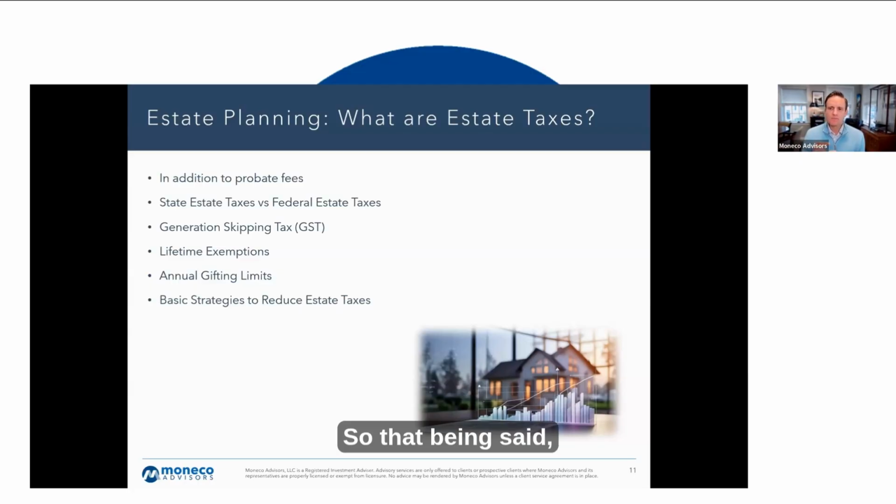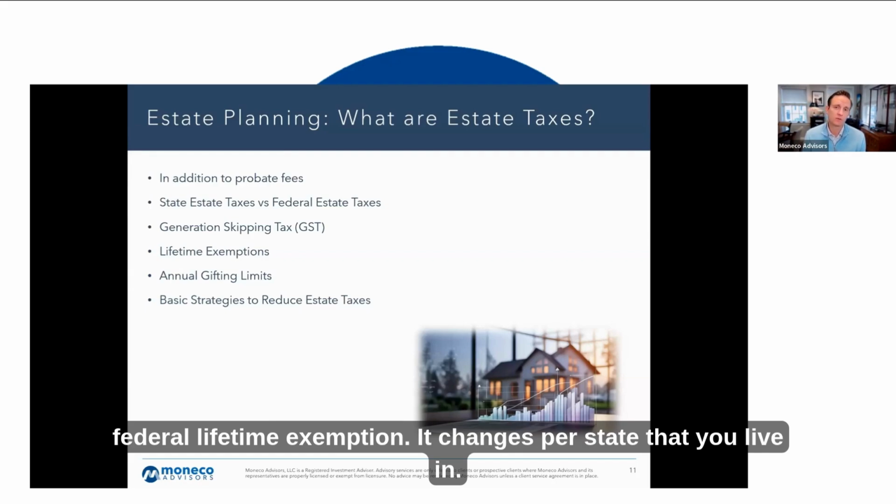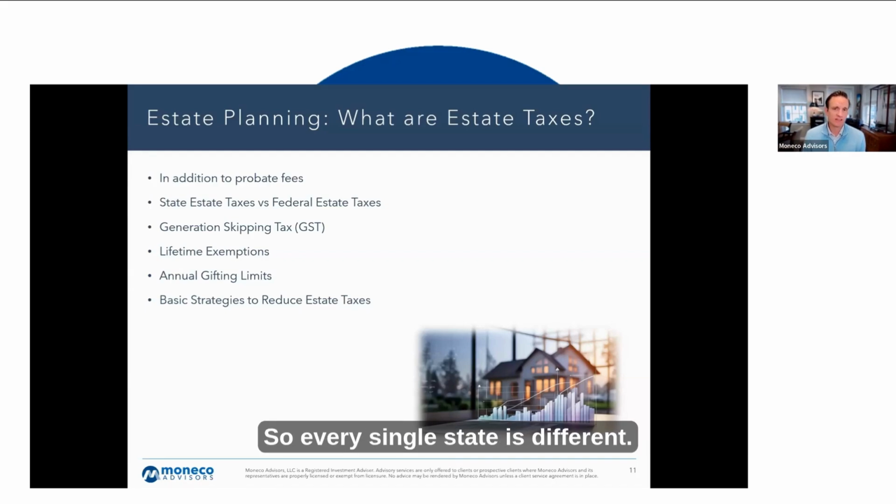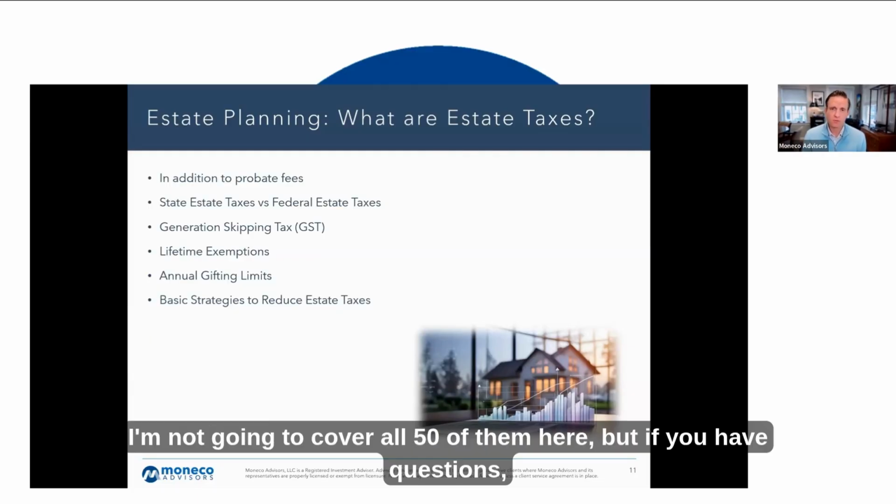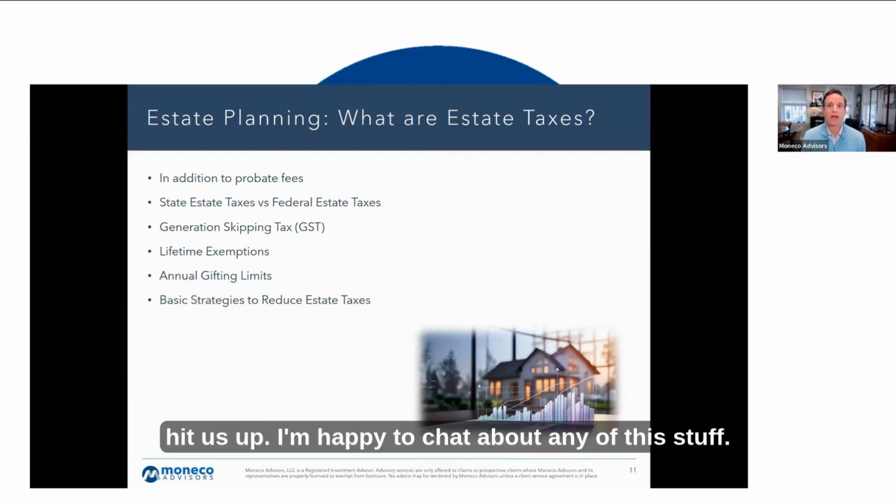So that being said, the estate tax also applies to gifts, right? And you have lifetime exemptions. Again, 15 million or 30 million is the current federal lifetime exemption. It changes per state that you live in. Every single state is different. I'm not going to cover all 50 of them here, but if you have questions, hit us up. I'm happy to chat about any of this stuff, and I could go through your specific state.